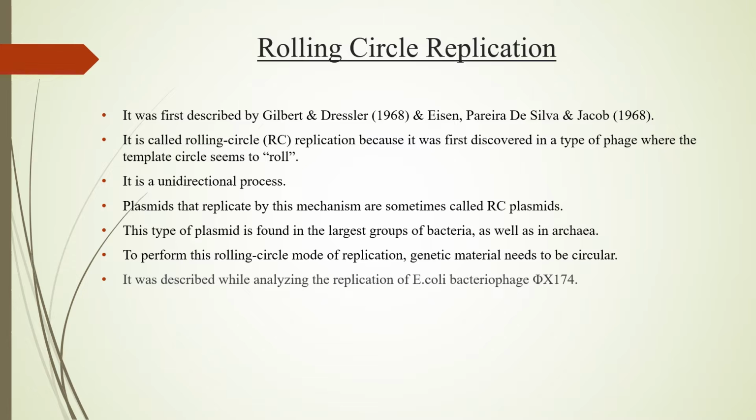It was first described by Gilbert and Dressler and by Ascencio Pereira de Silva and Jacob in 1968. It is called the rolling circle replication because it was first discovered in a type of phage where the template circle seems to roll. It was described while analyzing the replication of E. coli bacteriophage phi X174. Since then, many other genetic elements replicating by the rolling circle mechanism have been identified, including bacteriophages, plasmids of gram-positive and gram-negative bacteria, archaeal plasmids, and eukaryotic viruses.